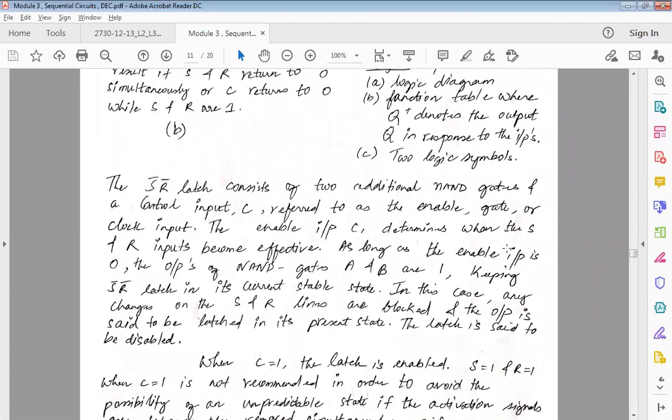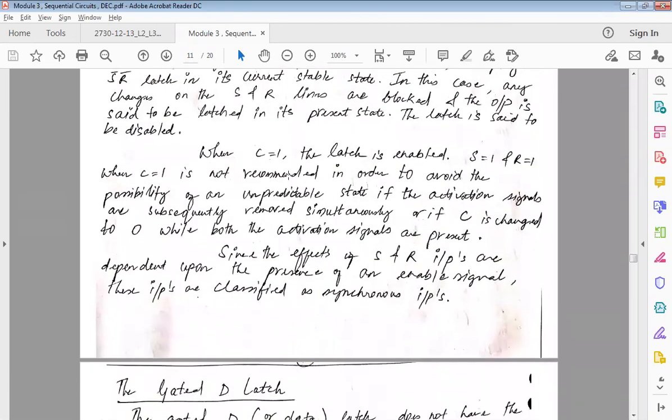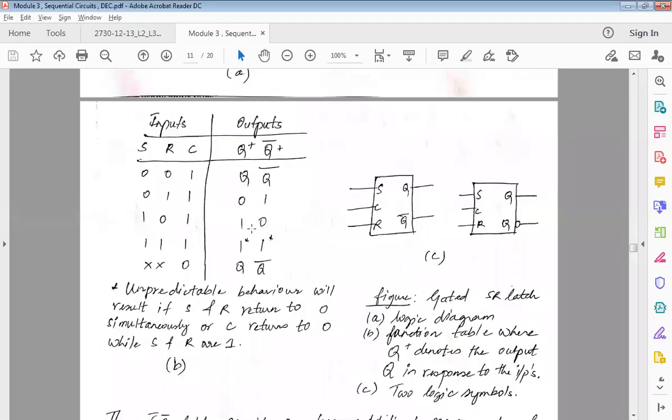The same thing I have written here extensively: when C is 1, the latch is enabled. When S and R are 1 and C is 1, it is not recommended, because it gets into an unpredictable state, which means a toggling state. I get zeros and ones, so it's not desirable.